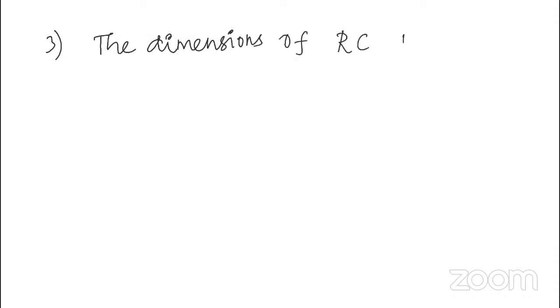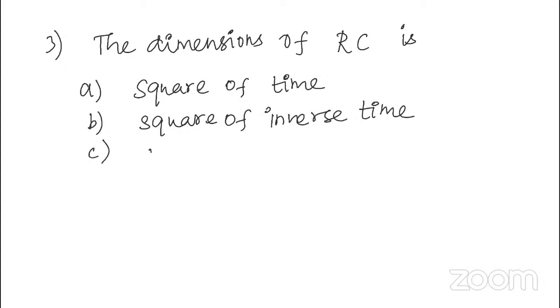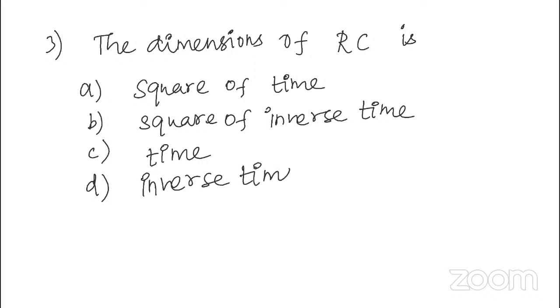Next, third one. The dimensions of RC is: option A, square of time; option B, square of inverse time; option C, time; and option D, inverse time. So what is the correct option?